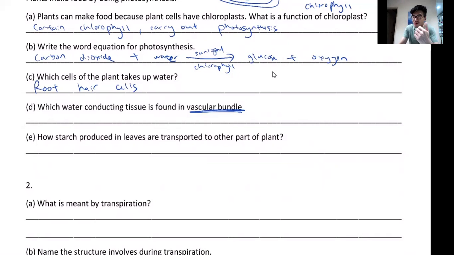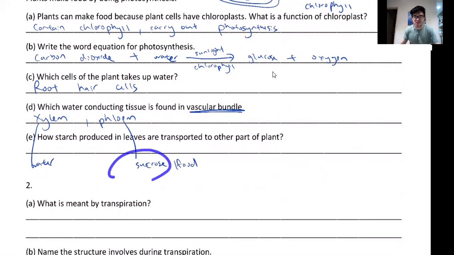Remember your blood vessel? You have artery, you have vein, you have capillary. Plants, they don't. They have vascular bundle. Inside the vascular bundle, they have xylem and they have phloem. So what's the function? Xylem is to carry water. Phloem is to carry sucrose, or you want to say food also can. Basically, what is sucrose? Sucrose is sugar lah.